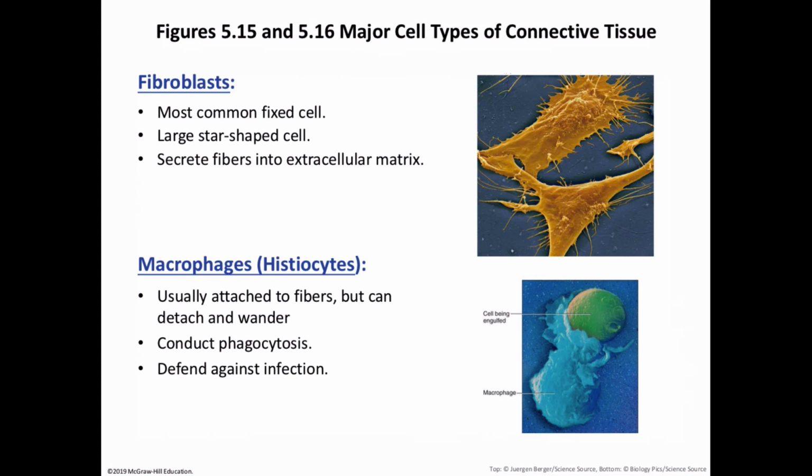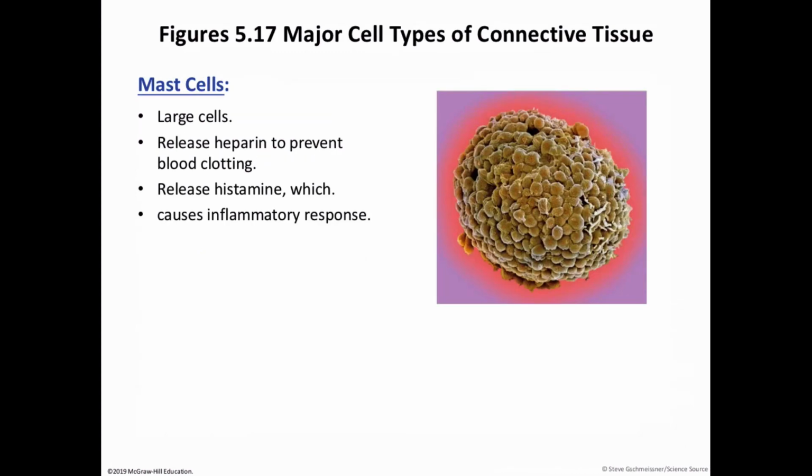Up now will be the mast cell, M-A-S-T. Mast cells are typically found near blood vessels. What they do is release heparin. I don't know if you have heard of heparin before, but heparin is what prevents blood clots, a blood thinner. The release of histamine stimulates inflammation.